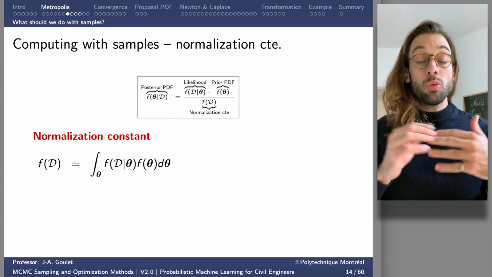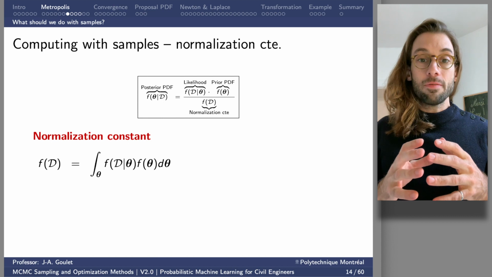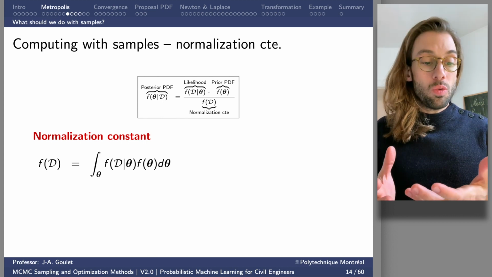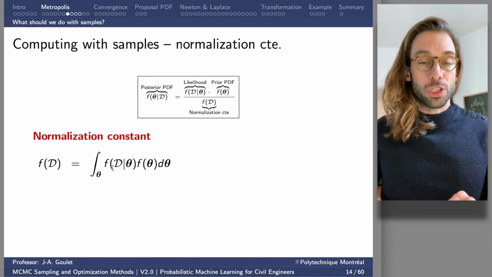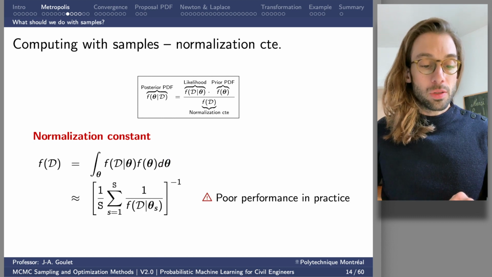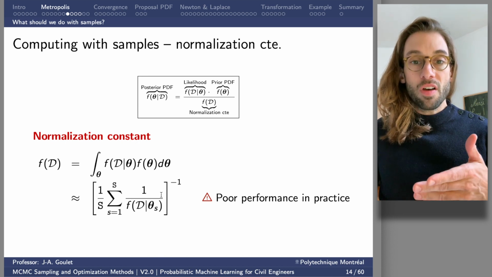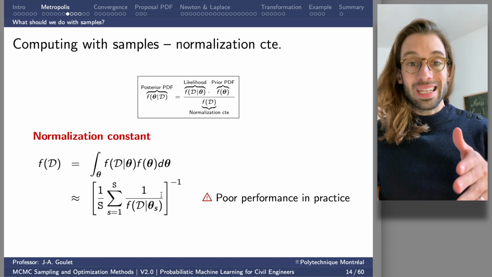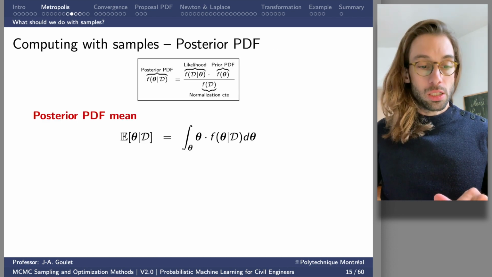Okay, now that we've seen how we can take samples from our unnormalized PDF, how do we use these samples? What do we do with them? Theoretically, it could be possible to calculate the normalization constant, the integral of our unnormalized posterior for all the values theta. We could do this by taking 1 over the number of samples, the sum of 1 over my likelihood for each of those samples, the inverse of all this. But I really advise you against using this. In practice, it leads to very poor performance, so you cannot really rely on this to calculate the normalization constant.